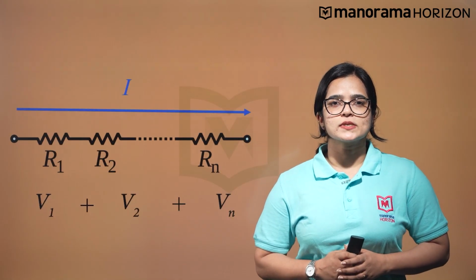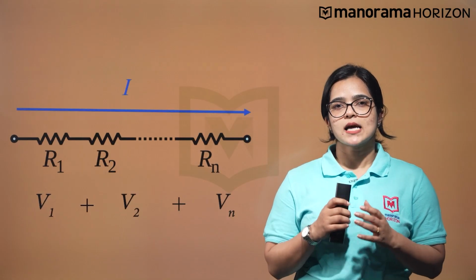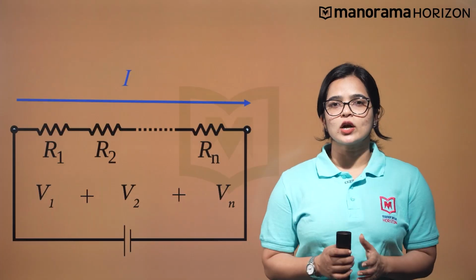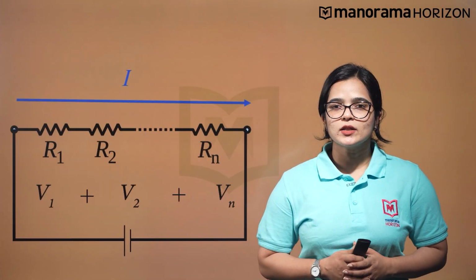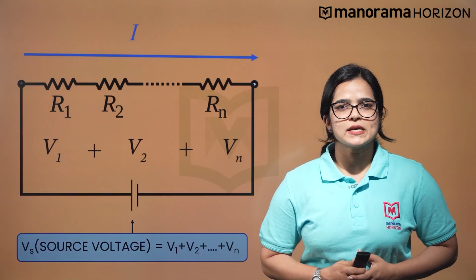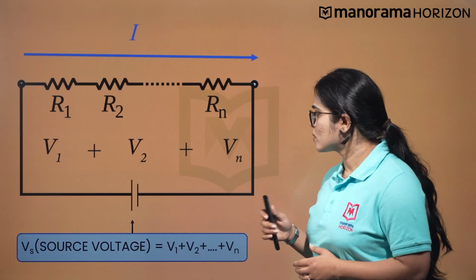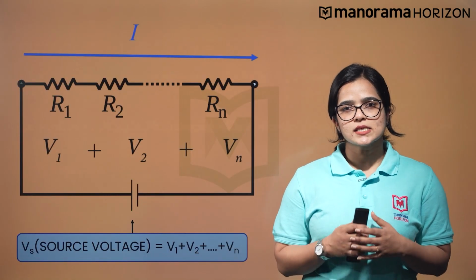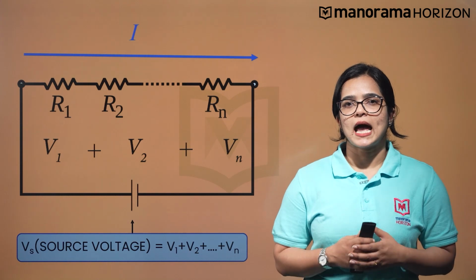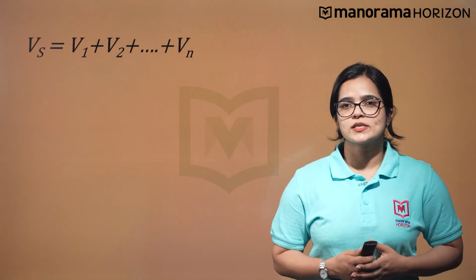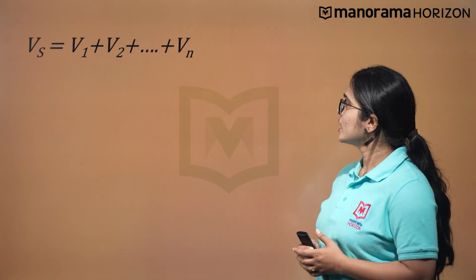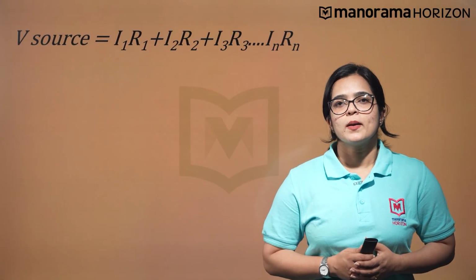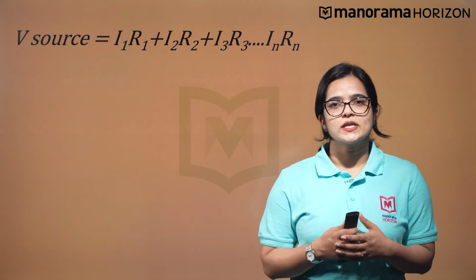However, the different potential drops across these resistances add up: the sum of the potential drops across the resistors in a series circuit is equal to the total potential difference being generated by the voltage source in the circuit. We can express this mathematically as V source is equal to V1 plus V2 plus V3 etc. up to Vn. Since V1 is equal to I1R1 and V2 is equal to I2R2 and so on, we can rewrite the previous equation as V source is equal to I1R1 plus I2R2 plus etc. up to InRn, as we discussed a few minutes ago.